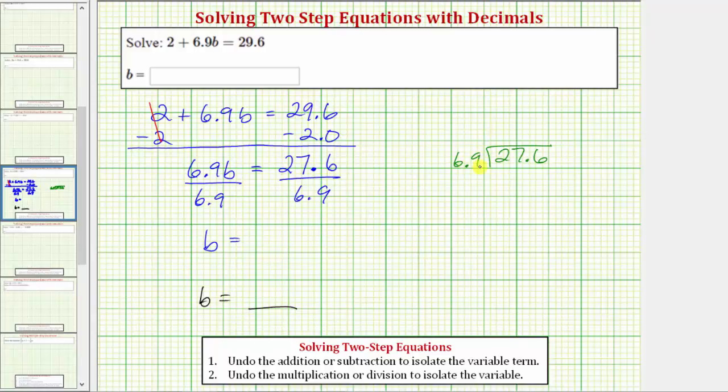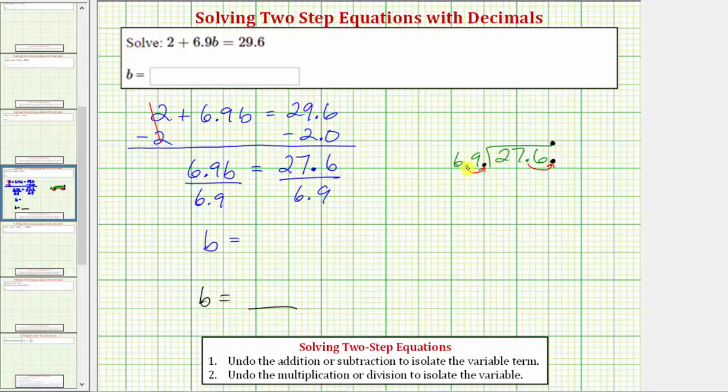We want the divisor to be a whole number, not a decimal. So move the decimal point to the right one place, and we can do this as long as we do the same to the dividend. So we'll move the decimal point to the right here as well. Move the decimal point up into the quotient and divide like we normally do.